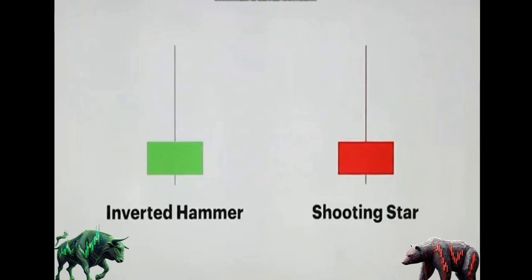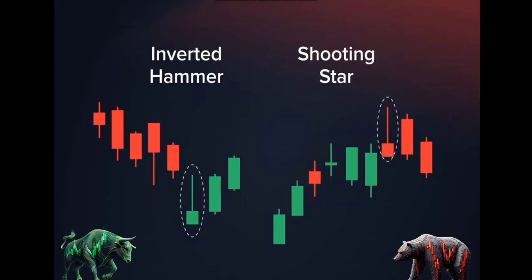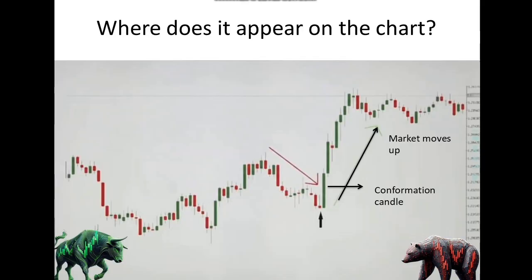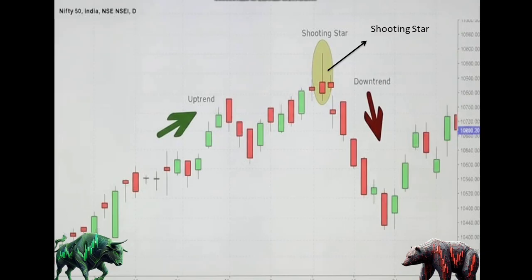Now let's talk about 2 more patterns, the inverted hammer and the shooting star. We've studied the hammer. It looks like a hammer. Flip it upside down, and that's an inverted hammer. Where does it appear on the chart, at the top or bottom? It appears at the bottom. Why? Because the inverted hammer is a bullish pattern, and bullish patterns form at the bottom. Spotting it there signals a potential upward reversal. But if the same shape forms at the top, it's called a shooting star, signaling a downward reversal. So, shooting star forms at the top.